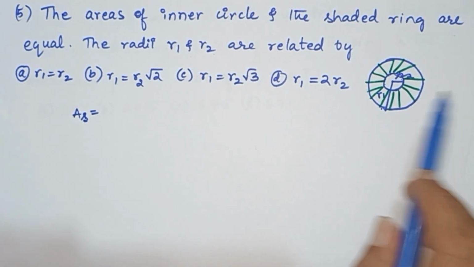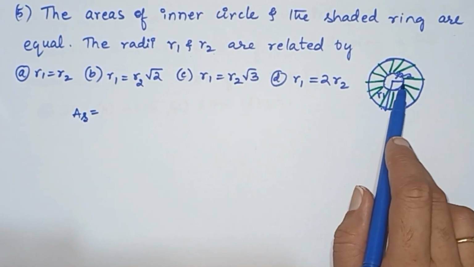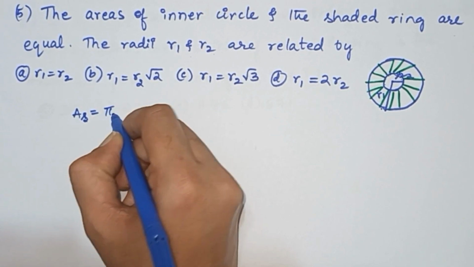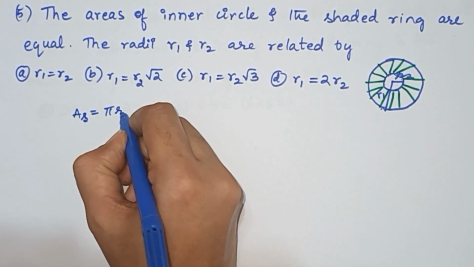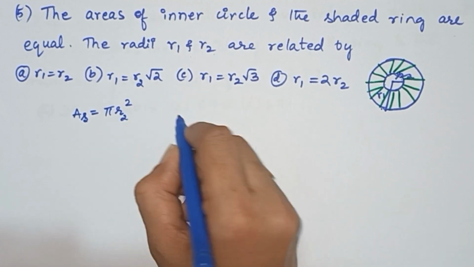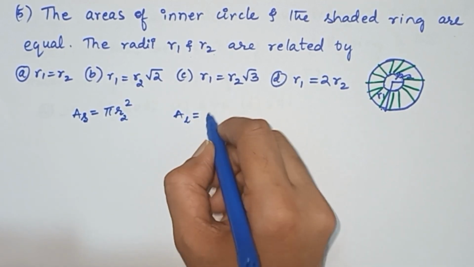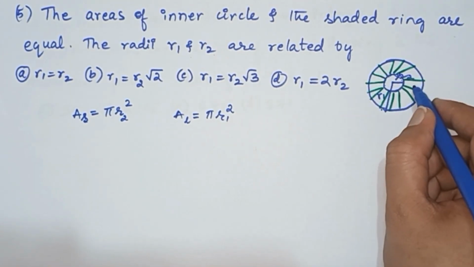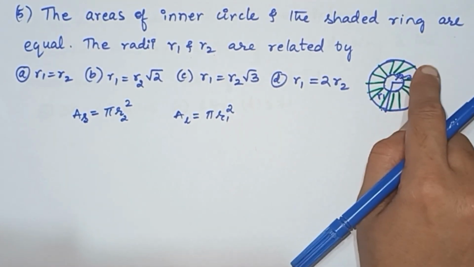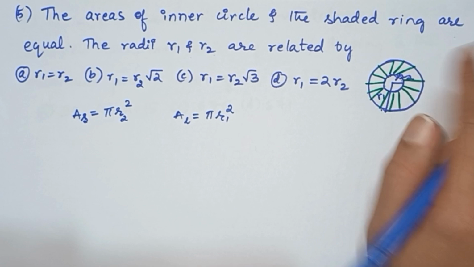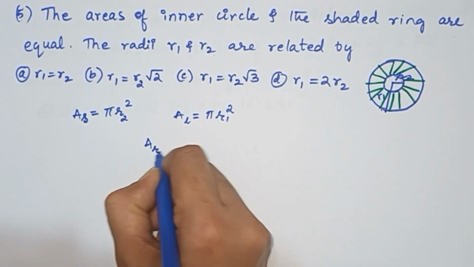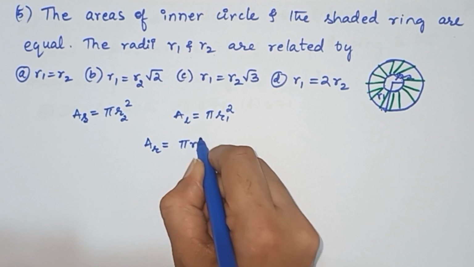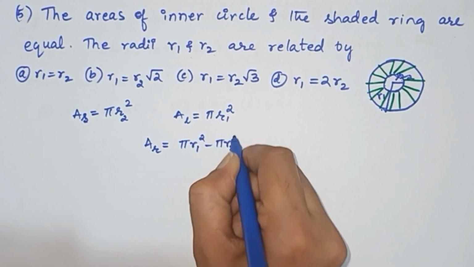So first let us find out the area of the smaller circle. Area of a circle is pi r square. So pi into r2 square. Area of the larger circle equal to pi into r1 square. I want the area of this shaded ring, which is area of larger circle minus area of smaller circle. So area of the shaded ring equal to pi r1 square minus pi r2 square.